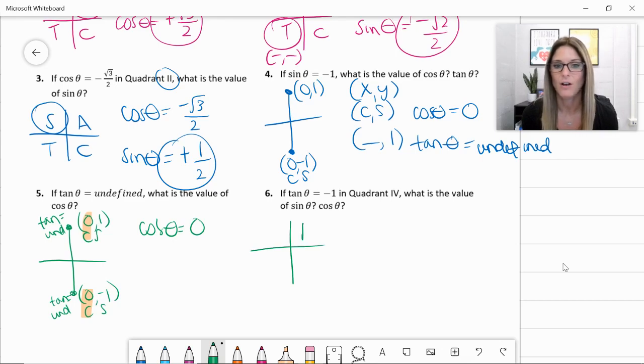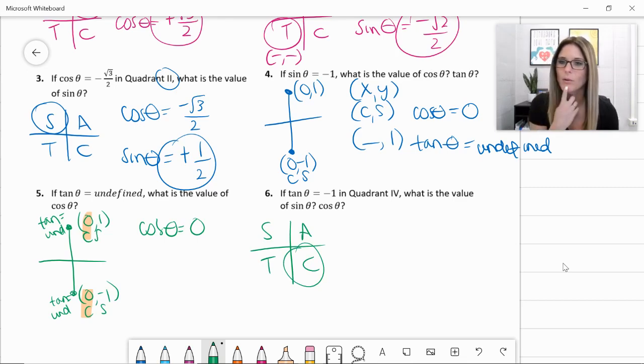Number 6, if tangent is -1 in the fourth quadrant, what's the value of sine and cosine? So all students take classes. Fourth quadrant is down here. Tangent is -1. Now, tangent is -1 is at those 45 degree marks, those halfway marks in each of our quadrants. So we're talking about somewhere right here in the middle is where tangent is equal to -1. We're also in the fourth quadrant. Cosine is the only one that's positive, right? Cosine is positive, sine is going to be negative.